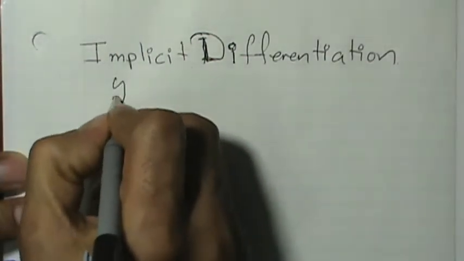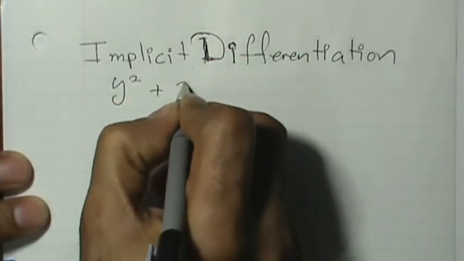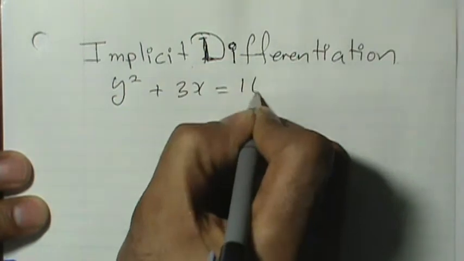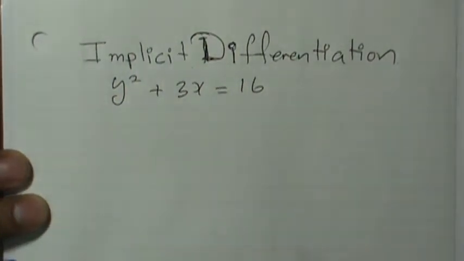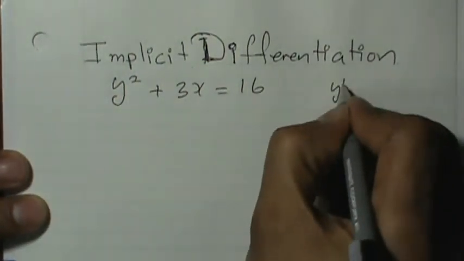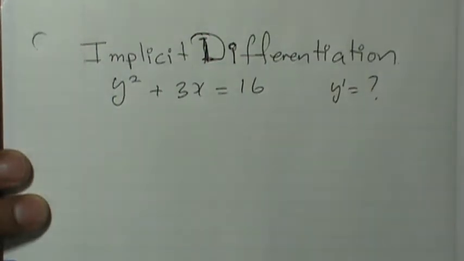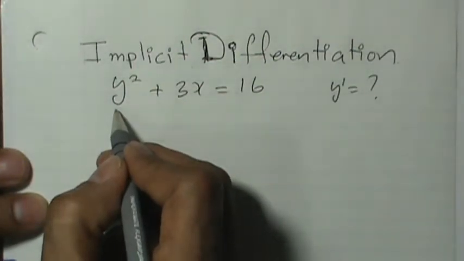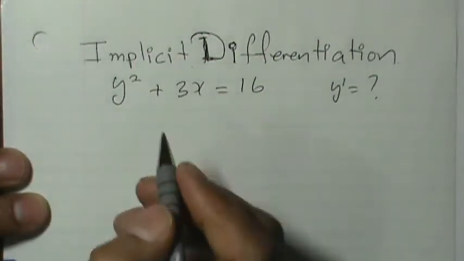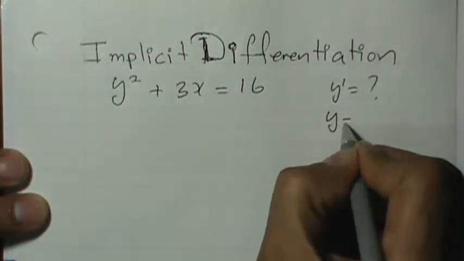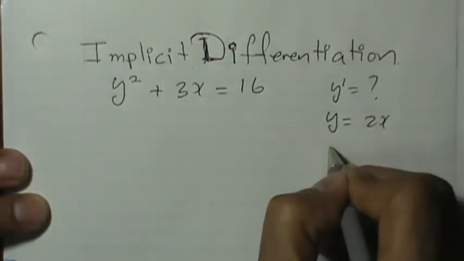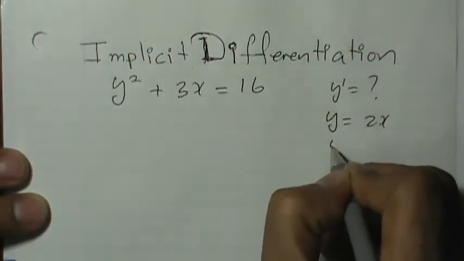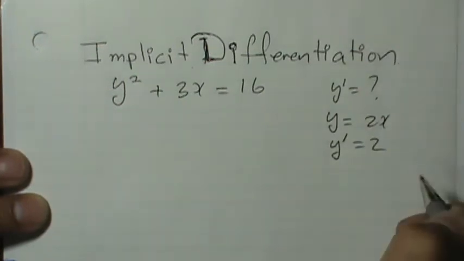If I have y to the power of 2 plus 3x equal to 16, just for example. And our goal is to find y prime by itself, an expression for slope of a tangent. In order to do that, I see we have no longer y just to the power of 1. If I were to have y to the power of 1, for example, if I have y equals 2x, to find the derivative of y with respect to x, I would simply go y prime equals 2.